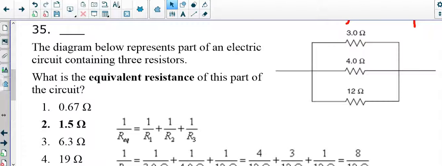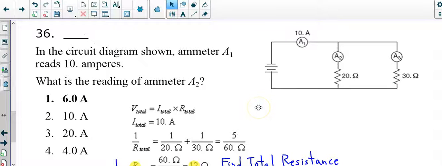Okay, let's take a look at the next one. In problem 36, we have a circuit diagram shown with an ammeter A1, which reads 10 amps. What is the reading of ammeter A2? All right, so now we have a voltage here, which is, as of yet, unknown. We have a total amperage, and why do we know this is total? Because it comes outside the branches, or before the branches. And we have a branch current A2 and a branch current A3.